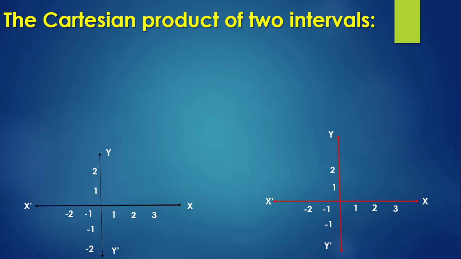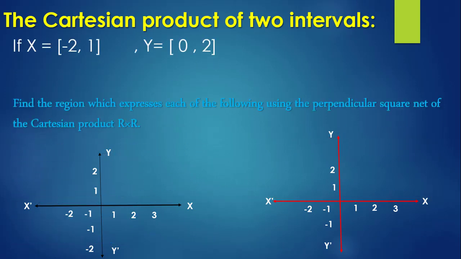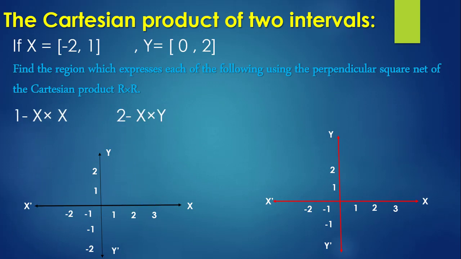What about the Cartesian product of two intervals? Okay, if you want to get the Cartesian product of two intervals, in this case you will draw the first interval on the x-axis or the horizontal axis, and the second one on the y-axis.